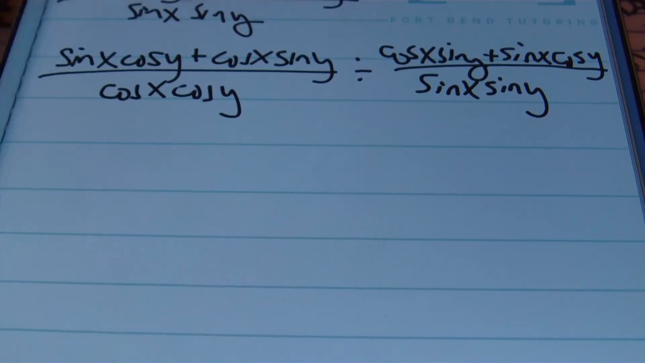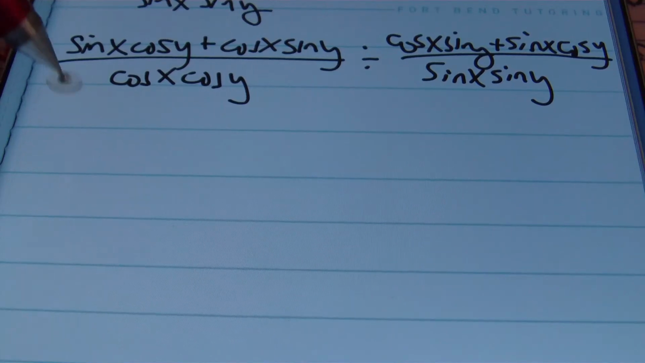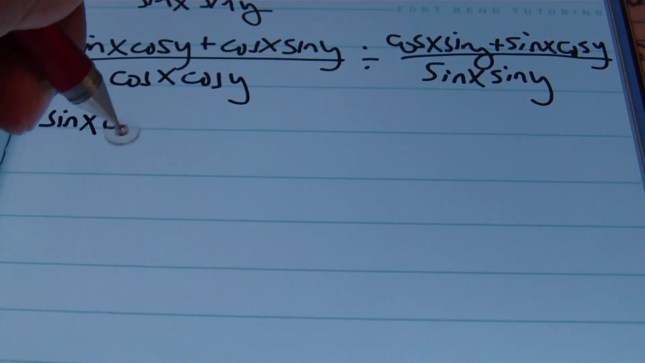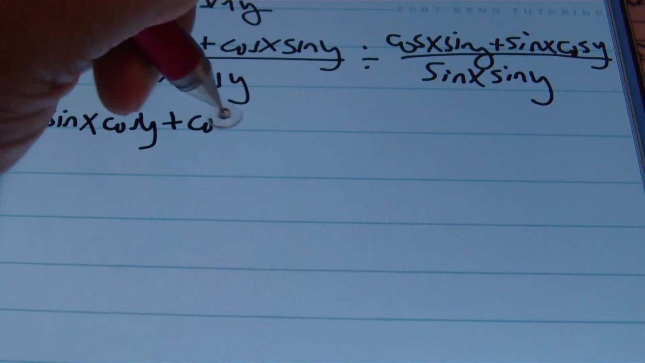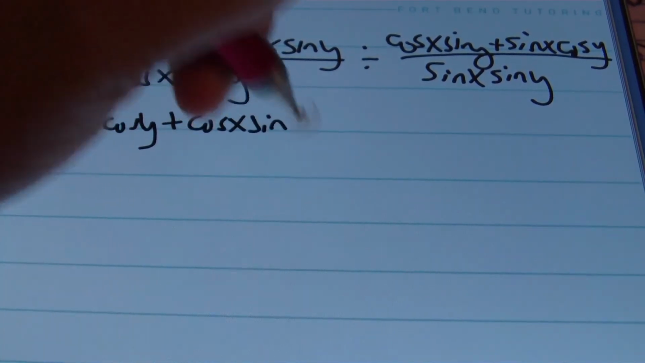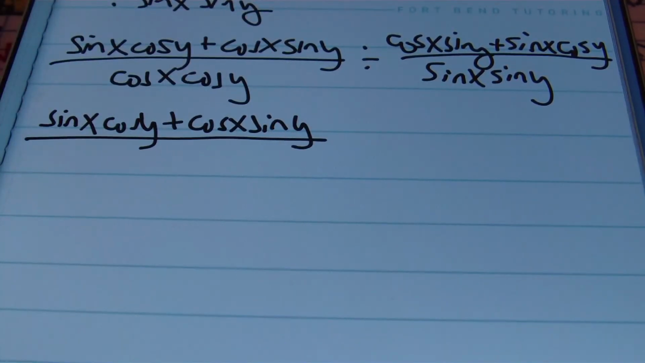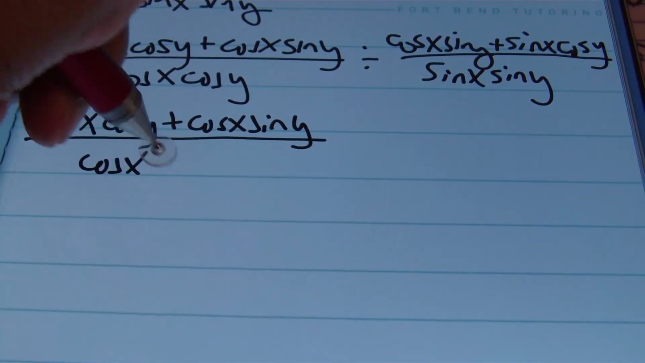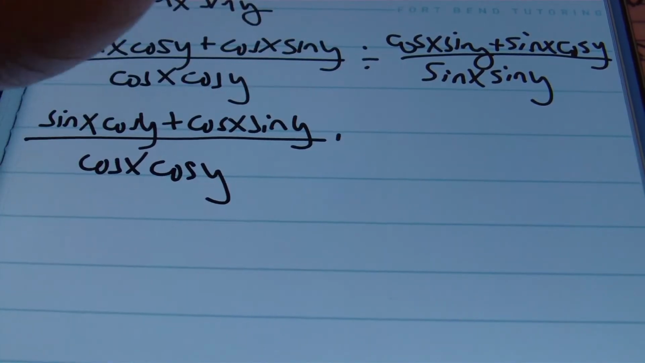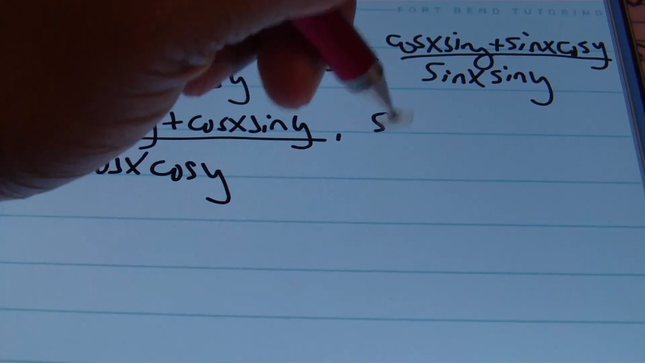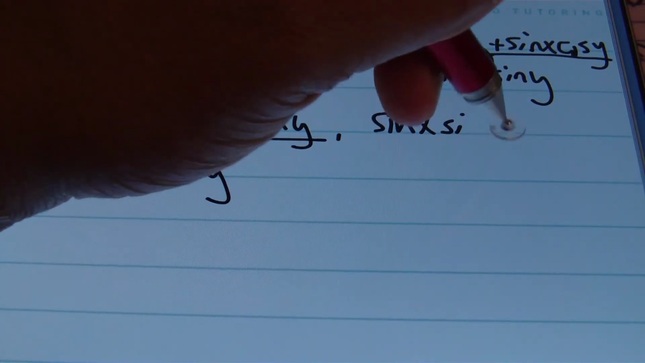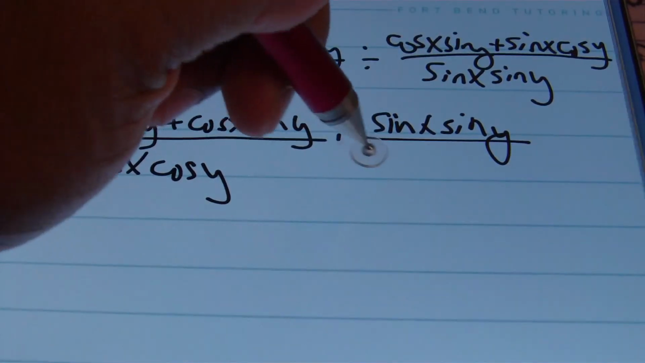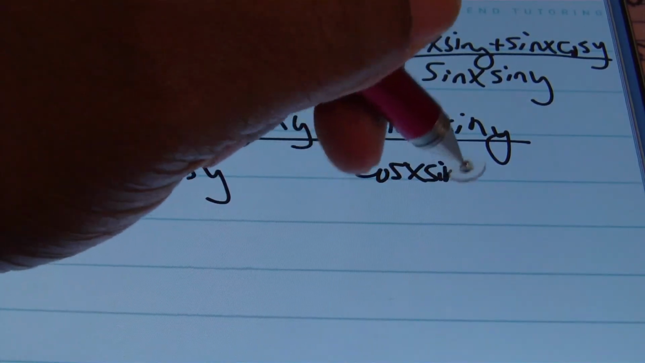We know that when dividing two fractions, you need to multiply by the reciprocal of the second fraction. So rewriting this, I have sine x cosine y plus cosine x sine y all over cosine x cosine y times the reciprocal of the second fraction, which is now sine x sine y all over cosine x sine y plus sine x cosine y.